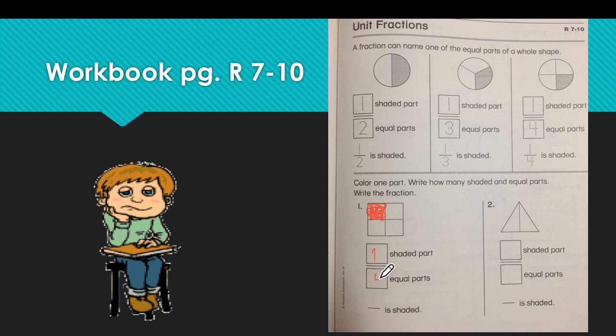4 equal parts. That's why I prefer to count the equal parts first and then color it. Okay, so what's the fraction? The fraction is 1 out of 4, or 1/4. 1/4 is shaded.